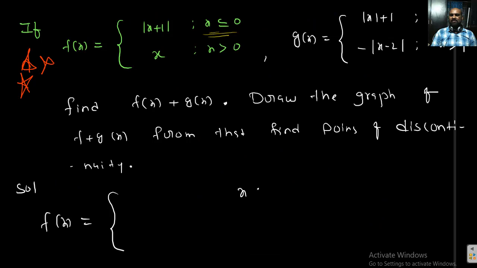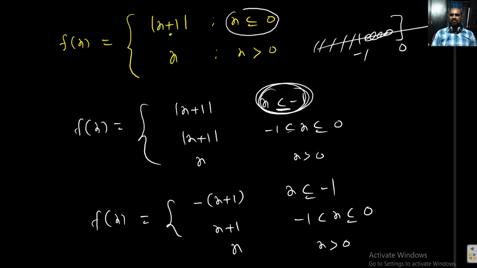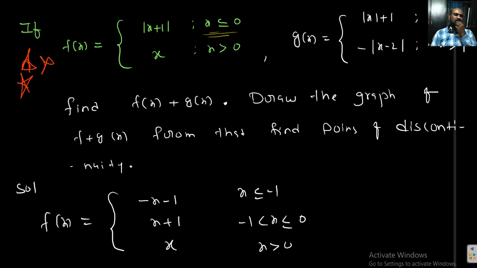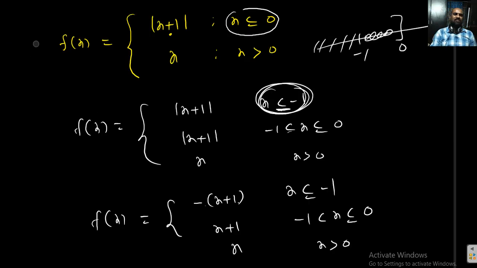x less than or equal to minus 1, minus 1 less than x less than or equal to 0, x greater than 0. Here it is minus x minus 1, x plus 1, x. So yes, minus x minus 1. So what I did, I opened the modulus for the f function. Next, the g function also I want to simplify here only.